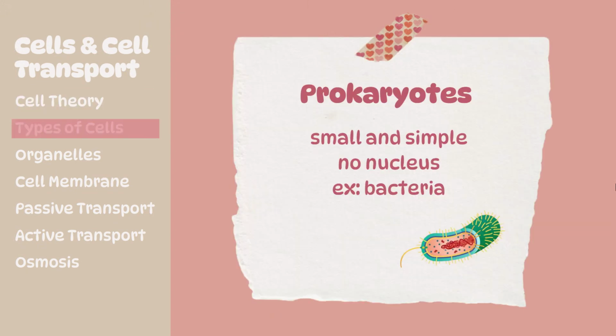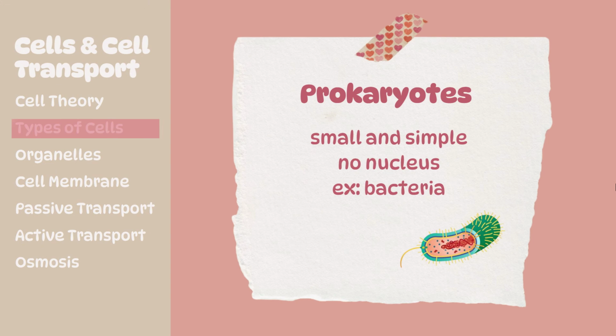When it comes to cells, there are 2 categories. The first being prokaryotes. These are very small and simple cells. They will never have a nucleus, although they do still have DNA. It's just not protected in a nucleus. It's just floating in the cytoplasm. An example of a prokaryote would be a very small, simple bacteria cell. And you can see an example of a prokaryote on the slide right now.